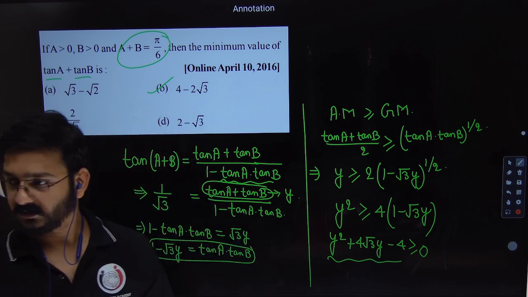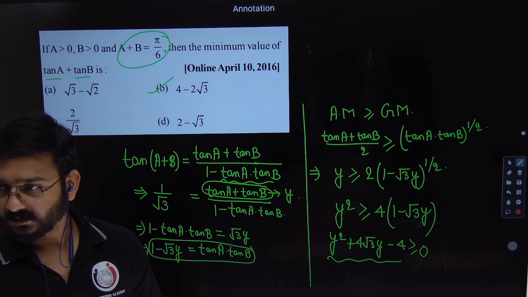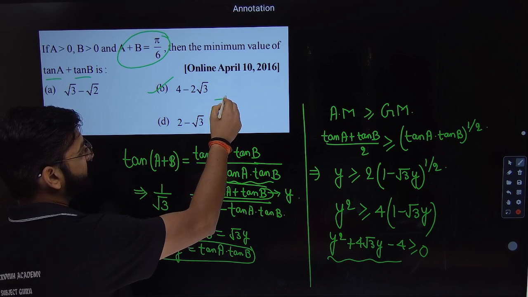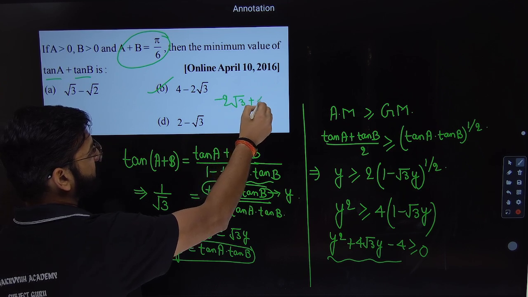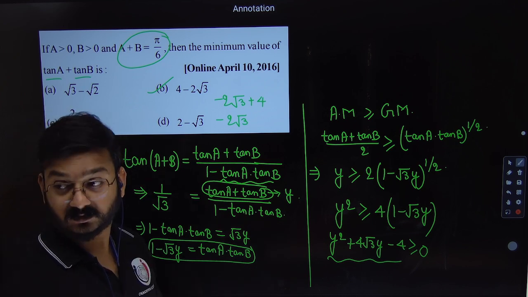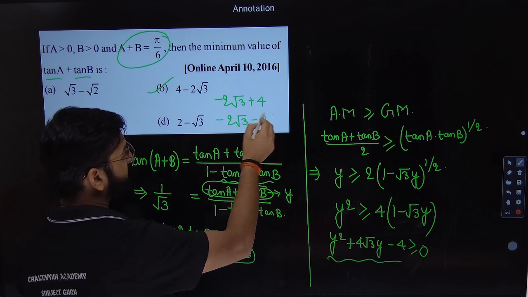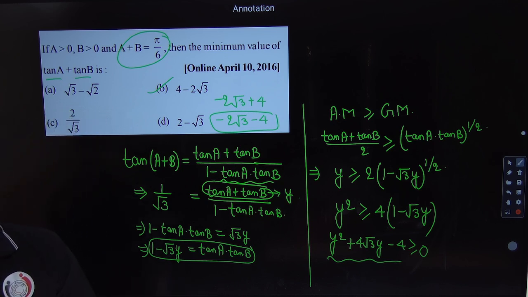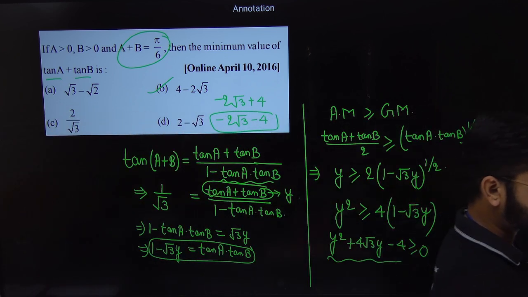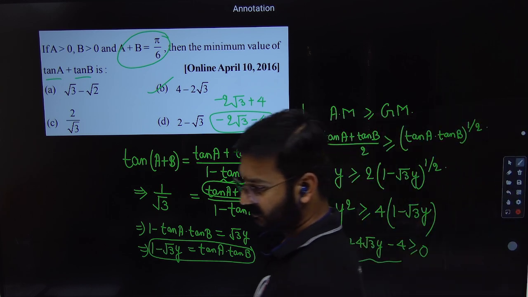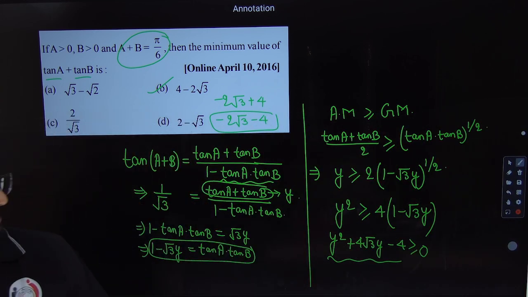What happened there? There will be two values. One will be minus 2 root 3 plus 4. Other value will be minus 2 root 3 minus 4. Solve the quadratic equation. We'll move to next question.